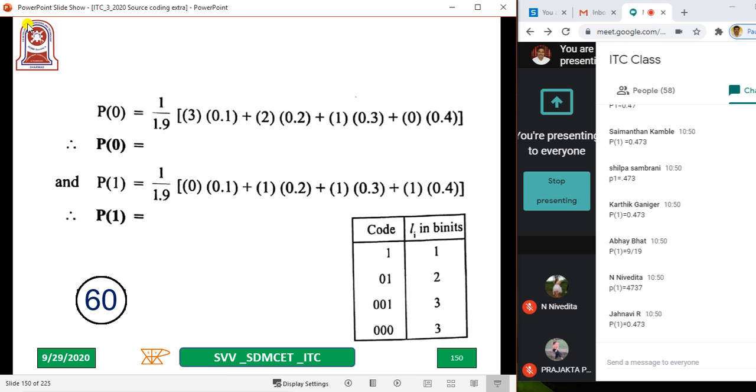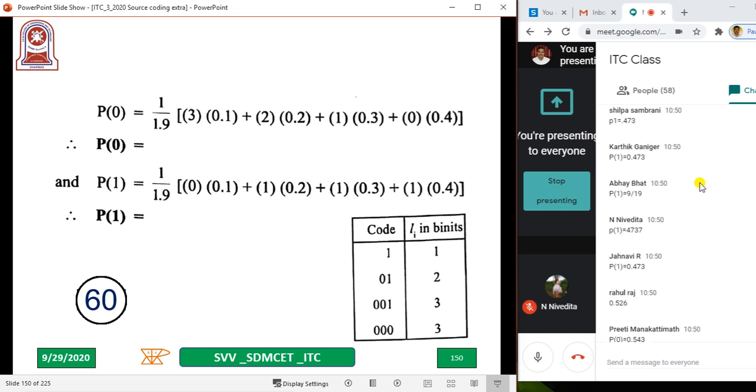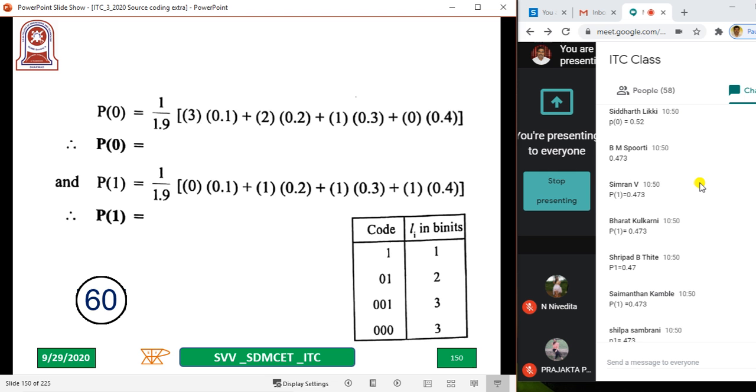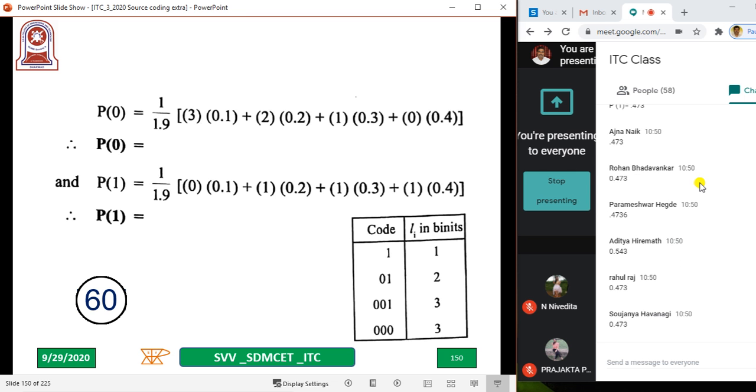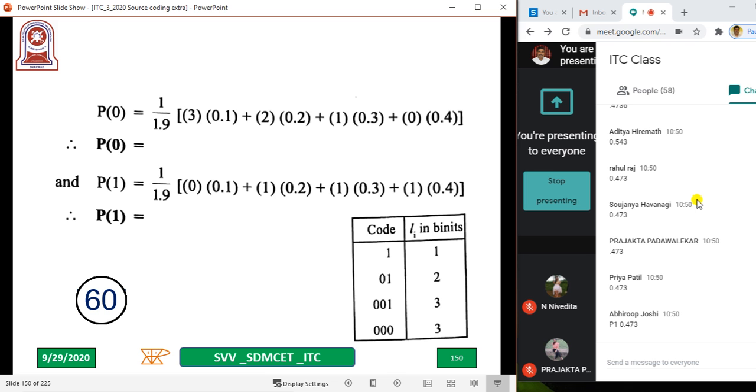Very good. Sai Manthan, Abhay, Nivedita, Janvi, Preeti, Vidya Kalkeri. All of you have typed the answers. Abhay Bhatt and Shilpa, Shripad, Spurti, Siddharth, Vijayalakshmi, Saujanya, Prajakta, Aditya Hiremat, Parameshwara, Rohan, and Priya Patil have typed. Abhirup, Joshi, all got the same answer. Varsha Angadi has got the same answer. Let me show you the answers. Compare your answer with this. Shruti, Jaysurya, and Shivani got the same answer, 0.473.